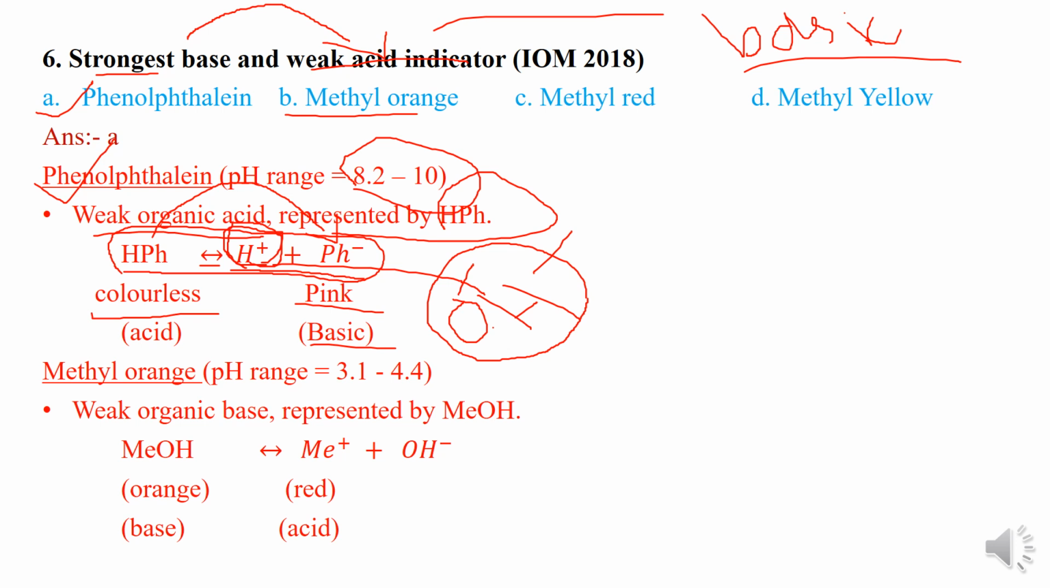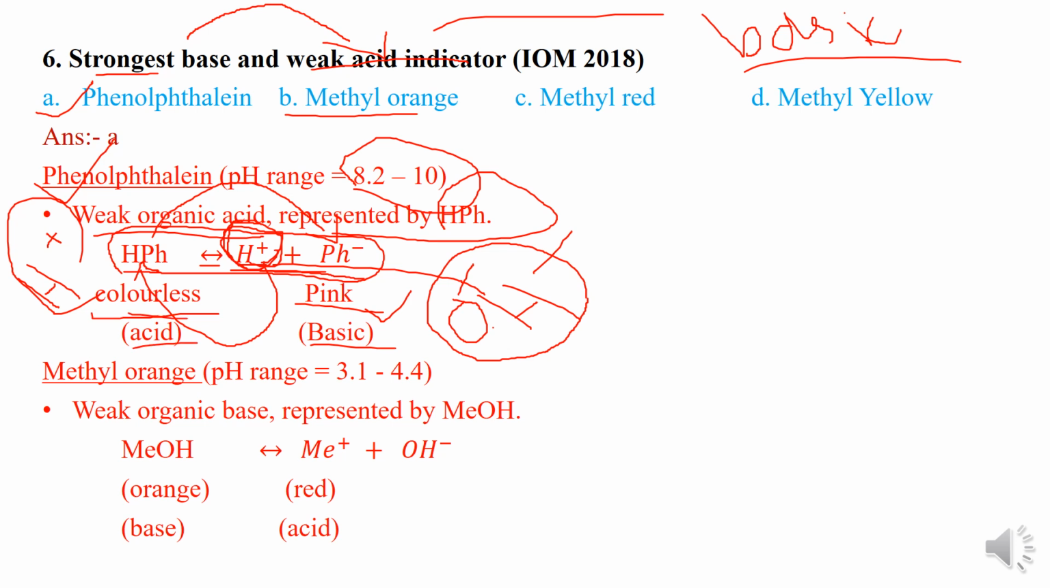So the color will be pink in case of basic medium. In case of acidic medium, H plus will be present. What happened in acidic medium? In case of acidic medium, H plus is present, and this H plus is common to this H plus. So the concentration of the ion in the right hand side will go on increasing. So due to that, the direction of the equilibrium will be from right to left. So the condition will be colorless in acidic medium.